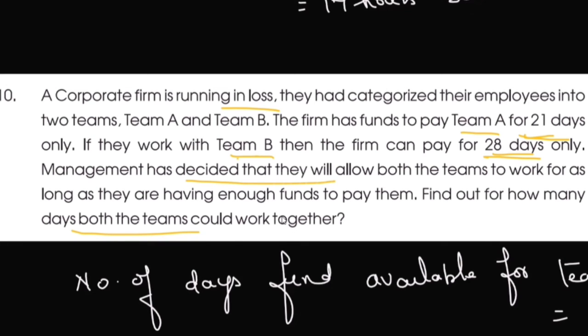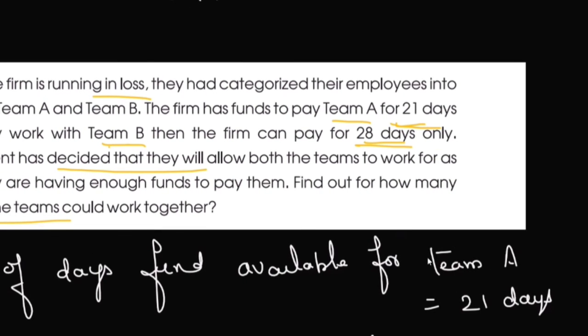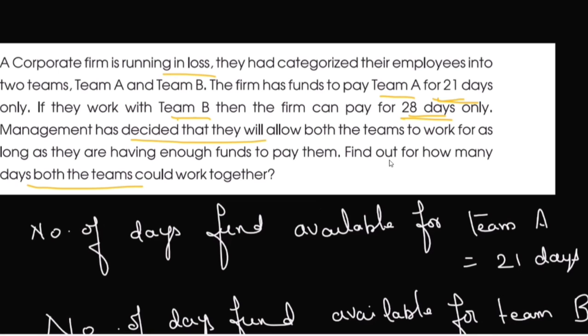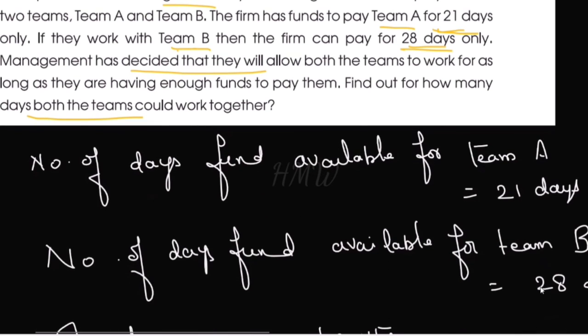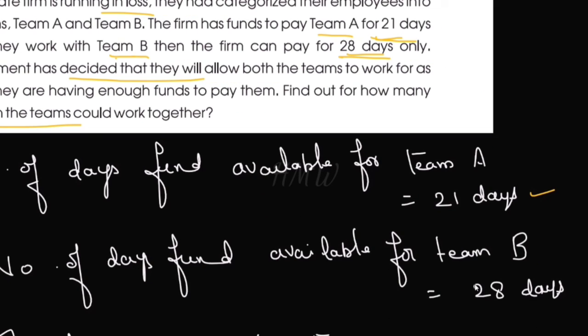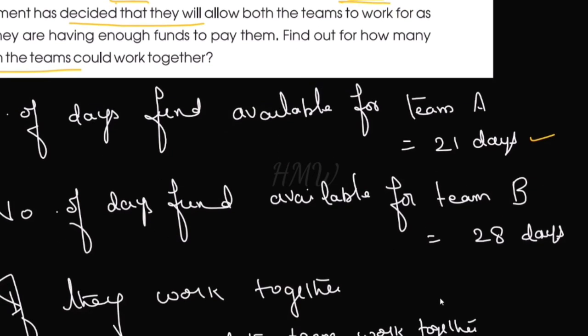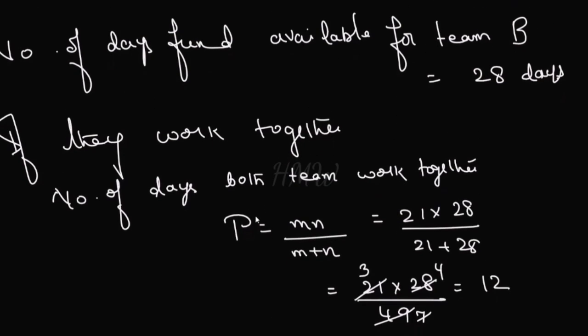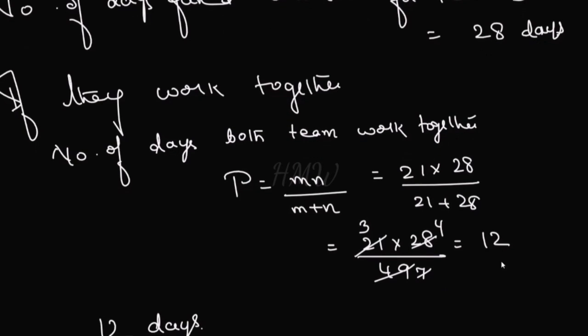So they have to work together. Let us find out how many days they can work together. Number of days fund available for Team A is 21 days. Number of days fund available for B is 28 days. If they work together, the fund will be available for how many days? That's the question. So they work together, use the formula P is m into n by m plus n. So 21 into 28 by 21 plus 28. When you cancel, you get 12. So it is equal to 12 days.